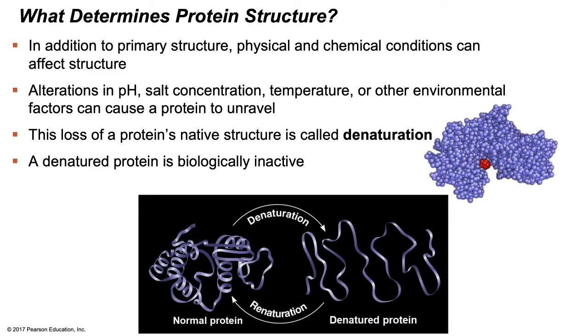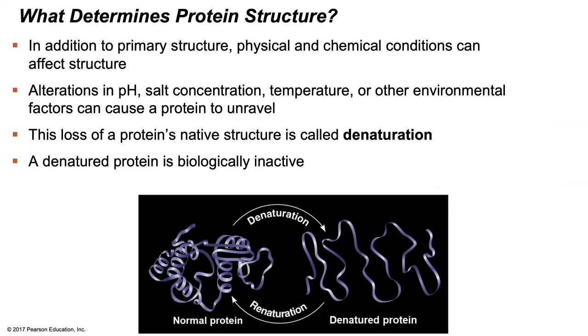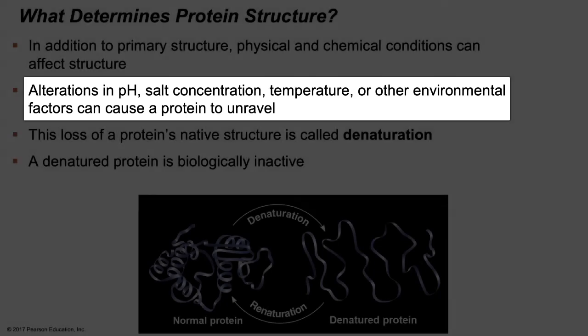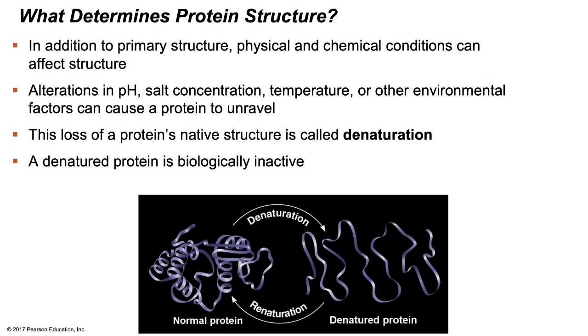In addition to primary structure, physical and chemical conditions can also affect the protein's 3D structure. Specifically, pH, salt concentration, and temperature all have the ability to unravel a folded protein. This process, whereby the protein's native structure is lost, has a special term called denaturation. A denatured protein is biologically inactive, meaning it doesn't have its shape, so it doesn't have its function.